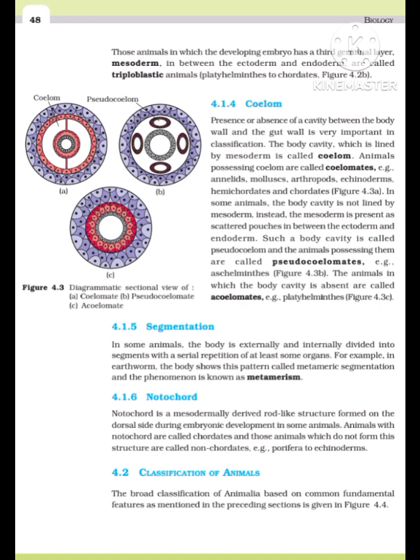4.1.6 Notochord. Notochord is a mesodermally derived rod-like structure formed on the dorsal side during embryonic development in some animals. Animals with notochord are called chordates, and those animals which do not form this structure are called non-chordates, example Porifera to echinoderms. 4.2 Classification of animals. The broad classification of Animalia based on common fundamental features as mentioned in the preceding sections is given in figure 4.4.